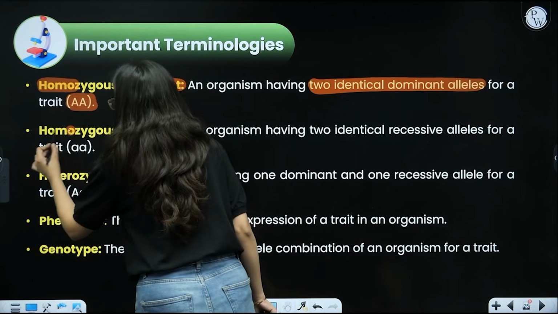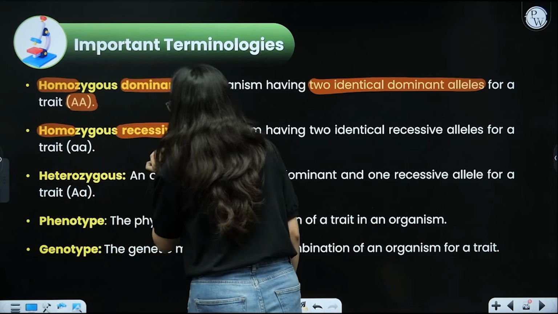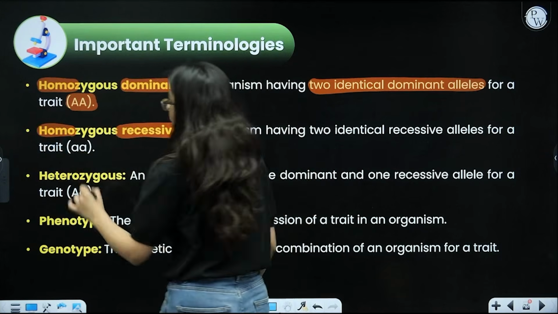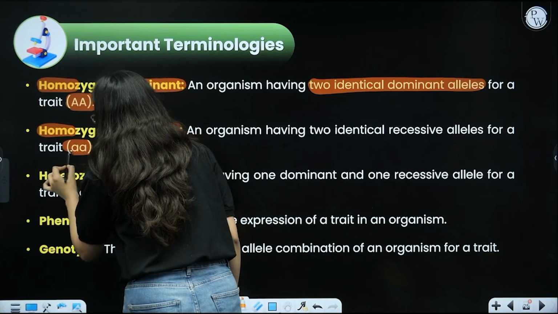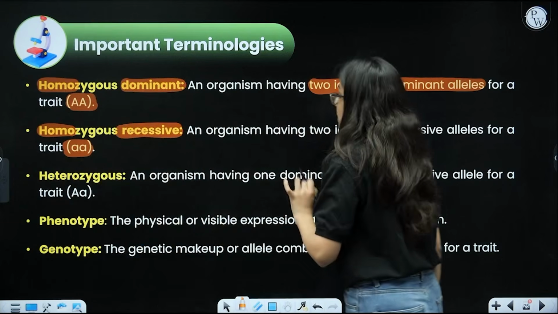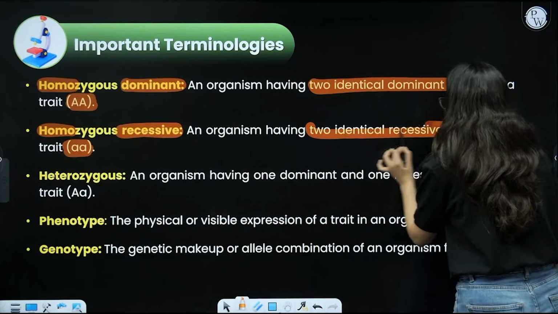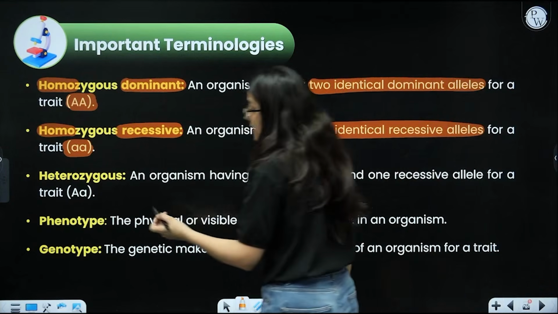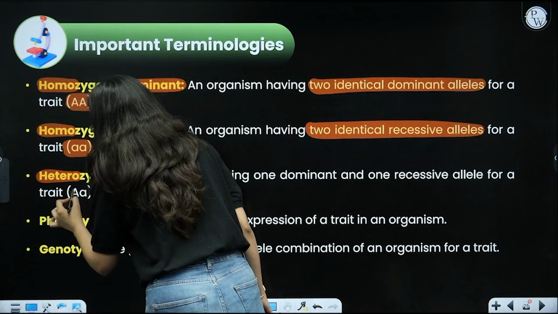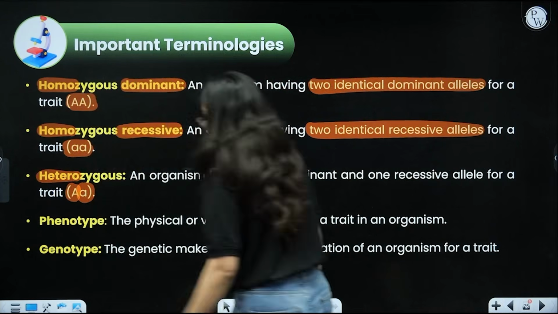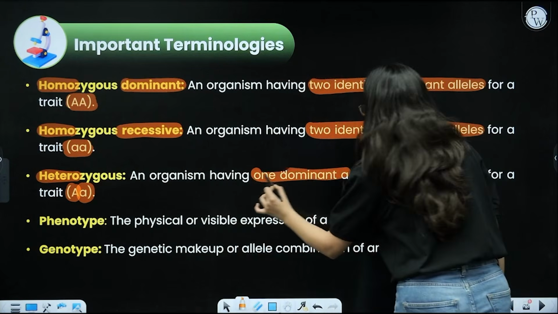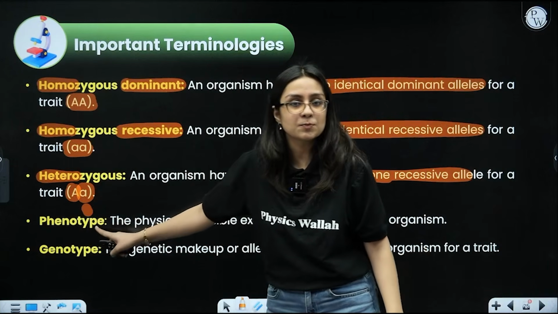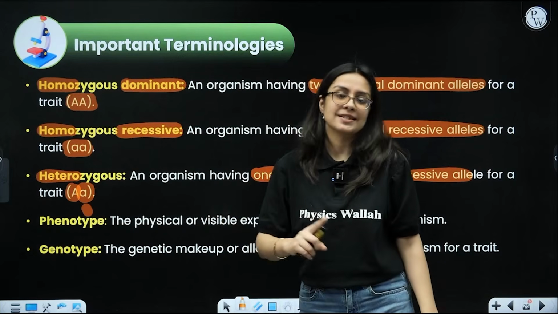Homozygous recessive. Homo means same, beta, recessive means they are not able to express themselves unless they are present together. So over here you see homo, again same, small a, small a, recessive written in small letters. Organism having two identical recessive alleles, two exactly same alleles, and both are recessive in nature. Heterozygous, beta, hetero means different. So one allele is capital A, the other allele is small a. Organism having one dominant and one recessive allele, and in this case the dominant one will express itself.